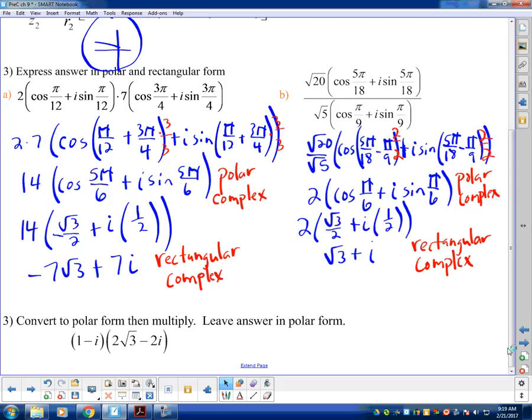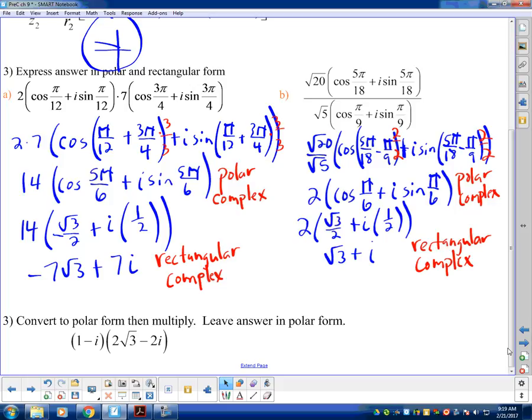That last one on there says convert 1 minus i and 2 root 3 minus 2i to polar form and then multiply. In this case, it would not be difficult to just distribute and then replace i squared with negative 1. Anytime you have an i squared, replace it with negative 1. Not a problem here. But if we want to multiply these two, we could also, as an option, change them to polar first and then use this formula. That's what we're going to do here.